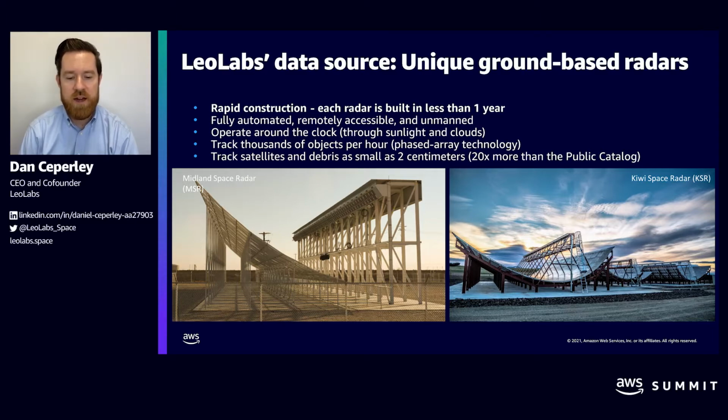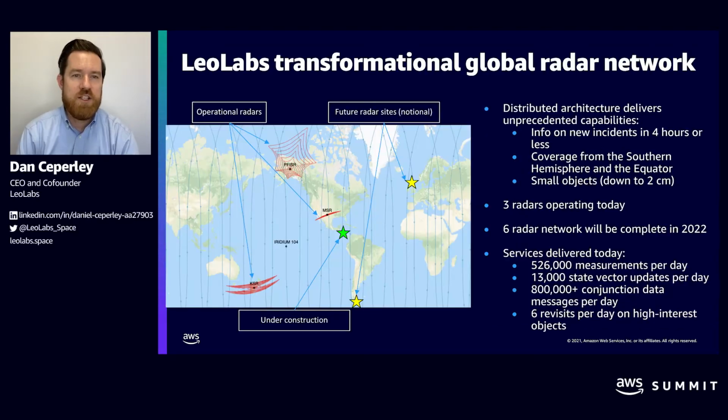We're quite proud of the radars that you see here because we're able to build them very quickly. Each of these radars was built in less than a year. That's a year from breaking ground to delivering data. So we're in the process now of expanding this global radar network. Turns out if you have only one radar, you really can't do a good job of tracking the satellites or the debris and providing collision warning services. So with a network of 6 radars, which is what we're building to over the course of the next year, we'll be able to provide information services in 4 hours or less on high-risk situations like conjunctions or new launches.